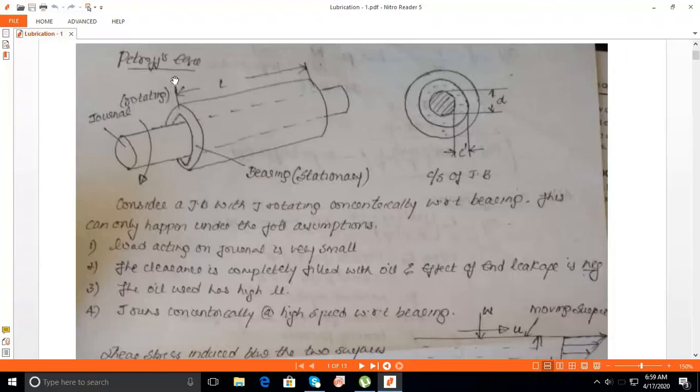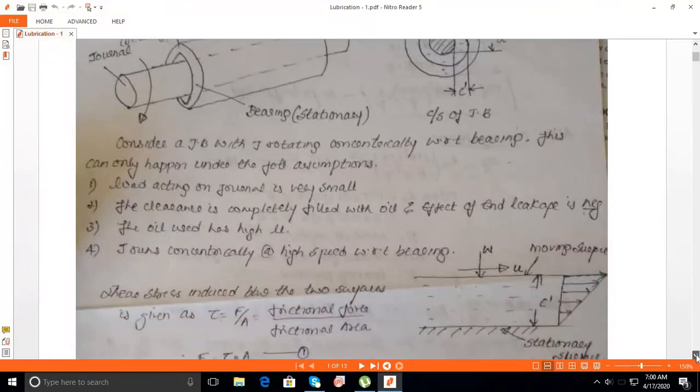End leakage means leakage in the z direction; this is the y direction, this is the x direction. Along the z direction there is no end leakage, and the oil used has high viscosity such that there is no metal to metal contact. Here the oil is completely filled, and to be concentric, the journal has to run at high speed with respect to the bearing. Here the journal is rotating and the bearing is a stationary member.